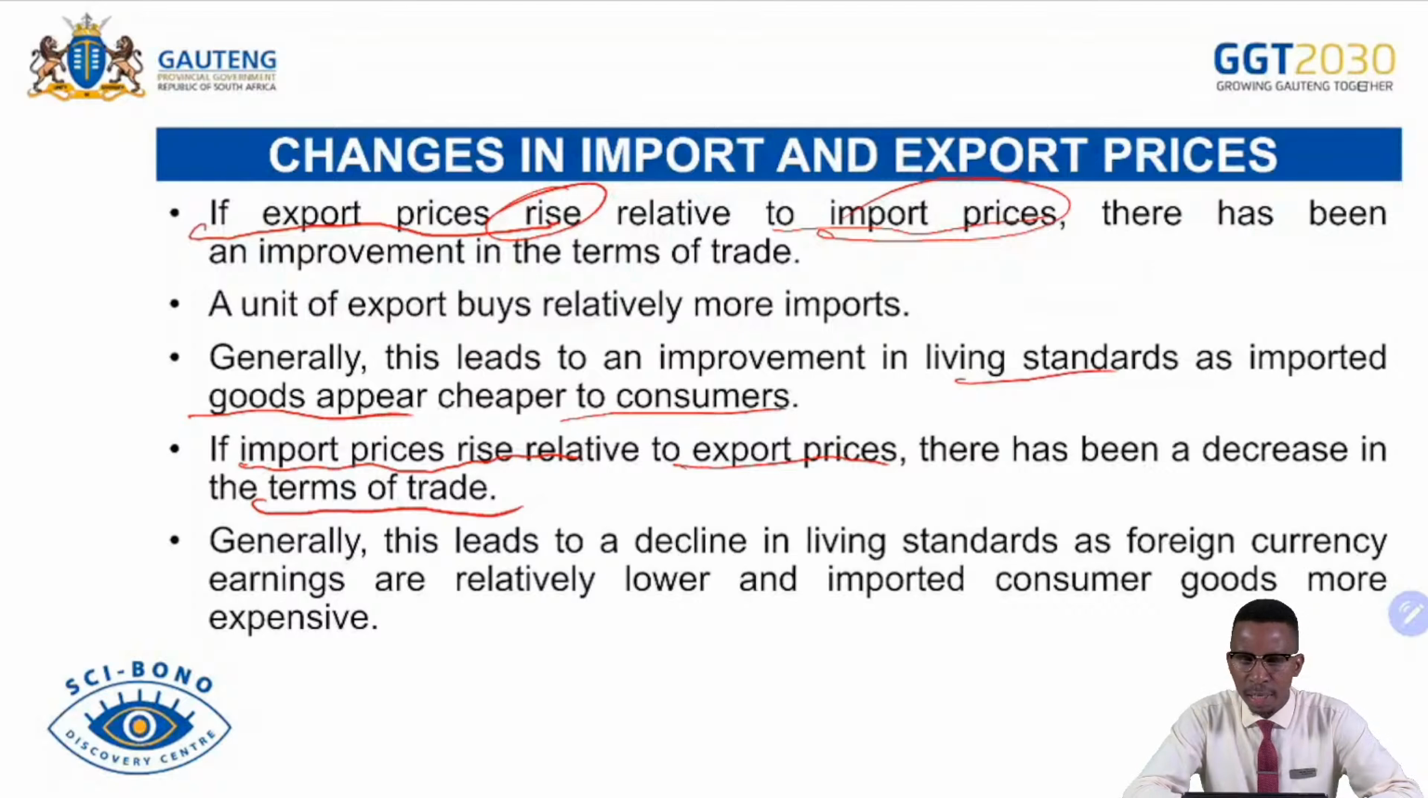Generally, this leads to declining living standards as foreign currency earnings are relatively lower and imported consumer goods more expensive. So as we export goods, our goods will become relatively cheaper and we receive less earnings, while imports will be receiving even more revenue from the South African economy.